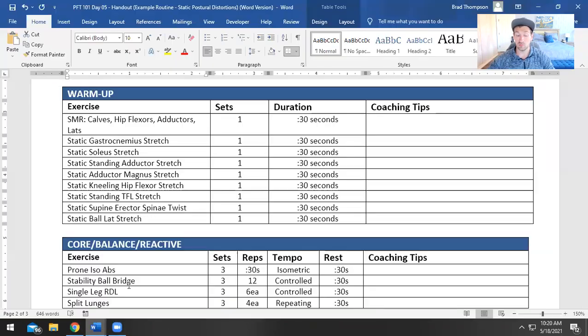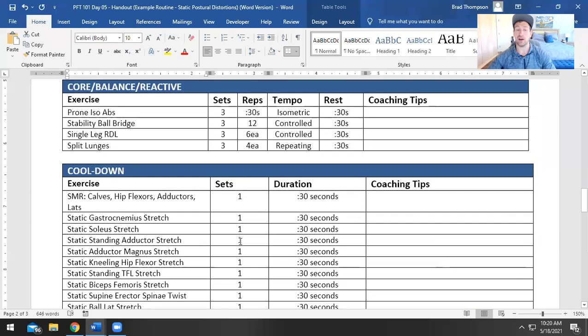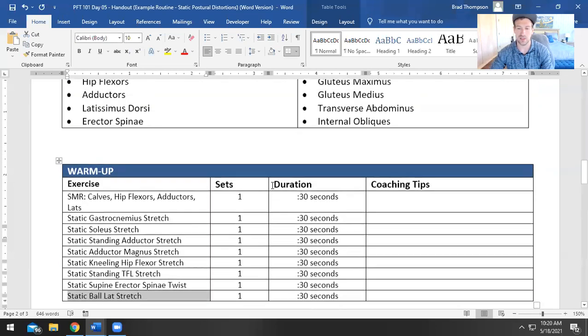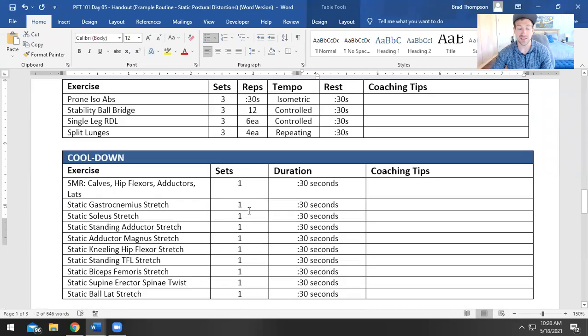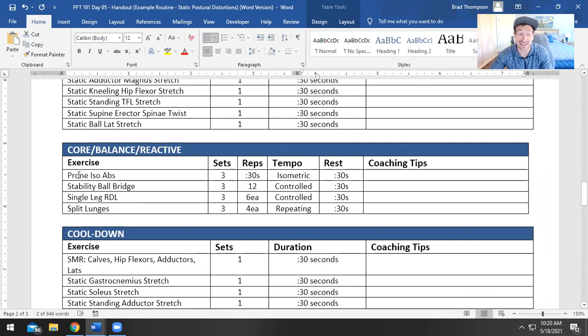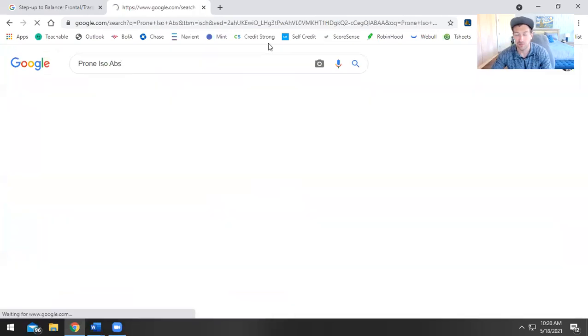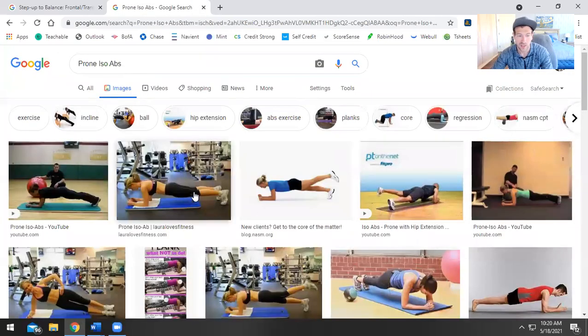So then we need to pull the pelvis back, right? The pelvis is tilted this way. We need to get it back to here, right? So we are going to do a transverse abdominis exercise. We need to strengthen the transverse abdominis. That's going to be your classic plank, prone iso abs, NASM's fancy way of saying plank, right? And that's going to get the transverse abdominis.